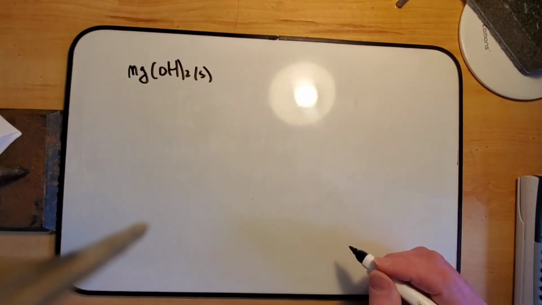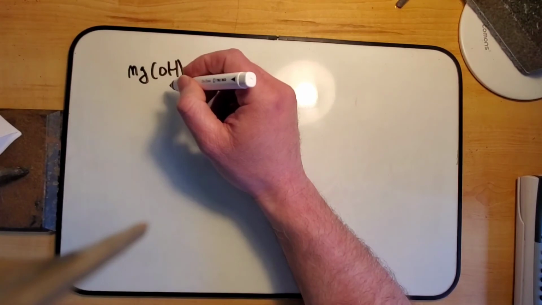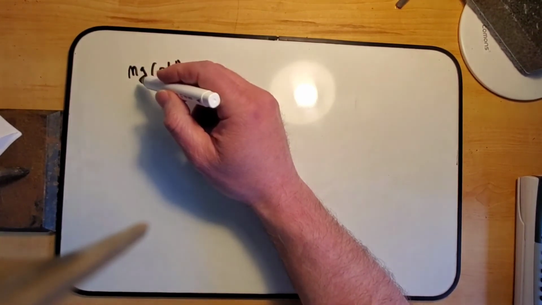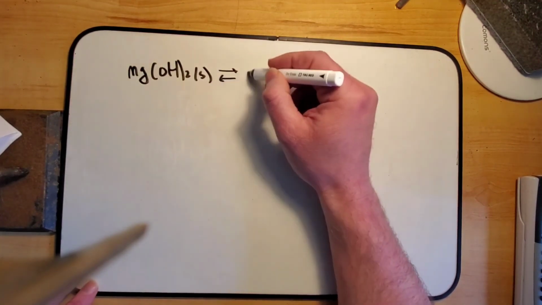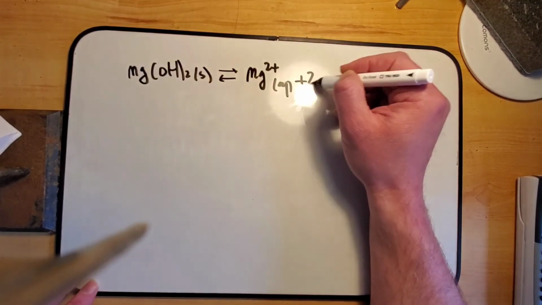And the answer is, again, straightforward. You're going to find the OH. And OH is an insoluble compound, so it's insoluble. And you're going to look always for the exceptions. And magnesium is not one of those exceptions, so therefore this will be solid. In other words, it will be in equilibrium with, in the solution, Mg2+ aqueous plus 2OH minus.